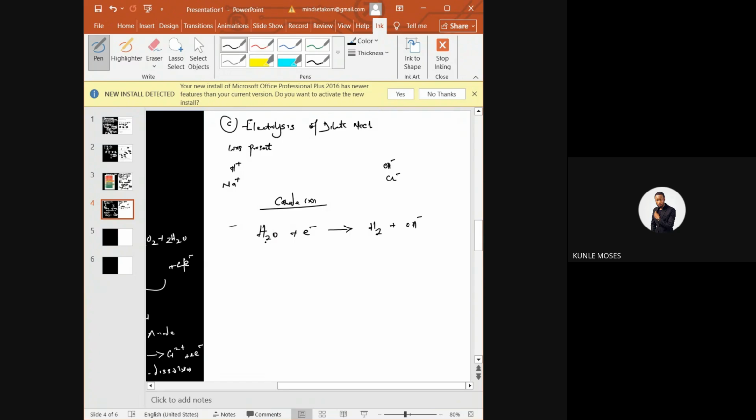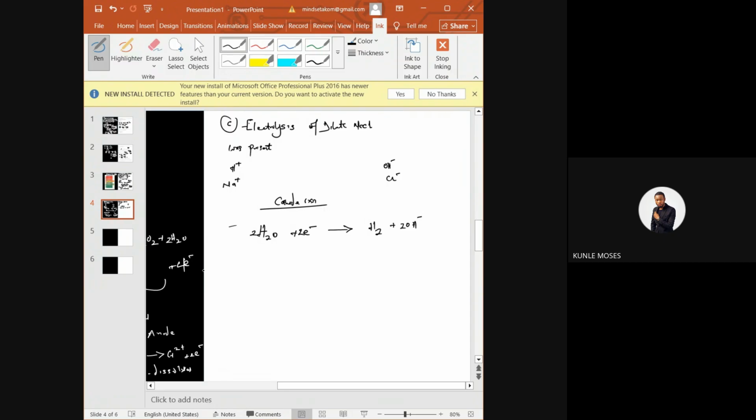We have 2 hydrogen here. We have 3 hydrogens here. We need to make this one even. So we have 2 here. We have 4, 2 oxygen. Okay, so we put 2 here. So we have 2 electrons here. So it will gain 2 electrons.